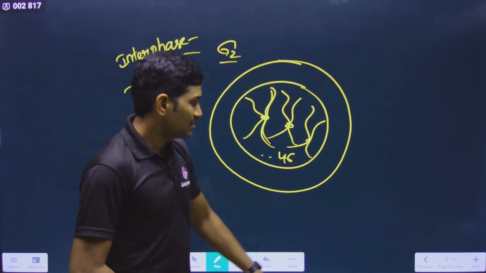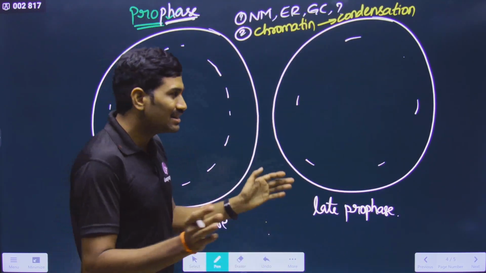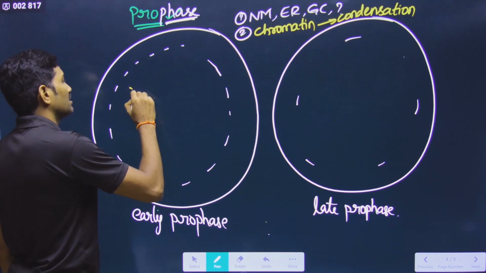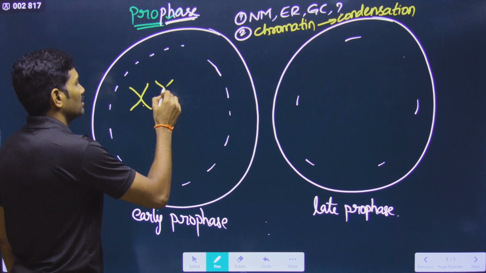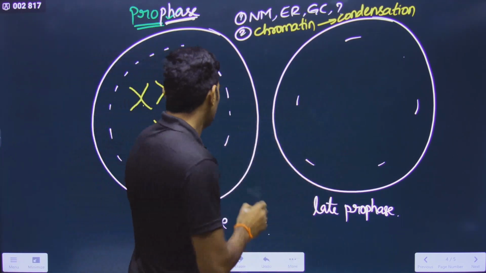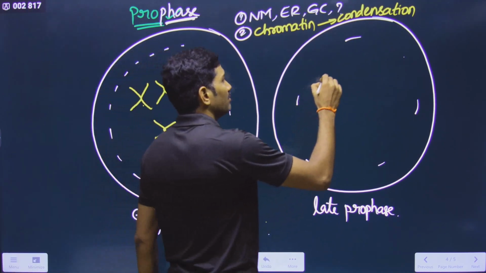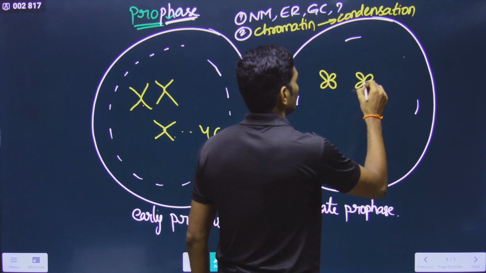And now what happens? Now it will undergo condensation. When the length decreases, what happens? Now their length will start decreasing. Like this, their length is starting to decrease. So if you are like this, total how many? Total number, don't forget, 46, okay? Same way here you can draw like this. You can draw like this.